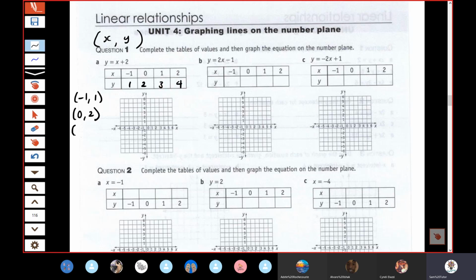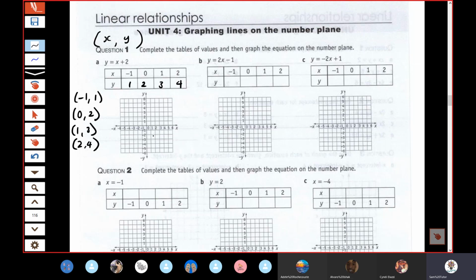Right? So x is 1, y is 3. The next one you have is x is 2, y is 4. And what you're going to do is plot these points on this graph, and then connect the dots. If you've done it right, you should get a straight line. So let's have a look.